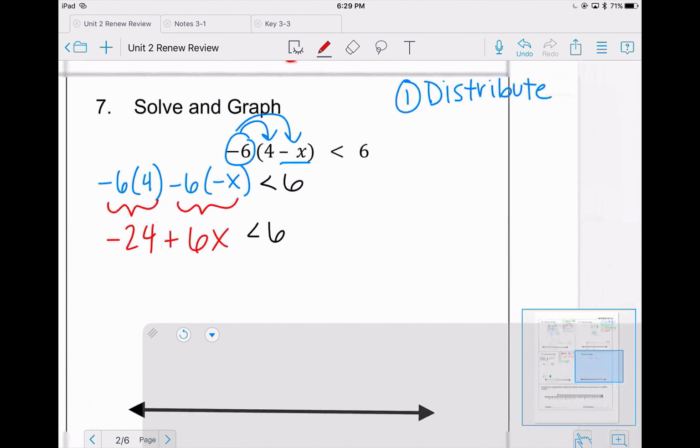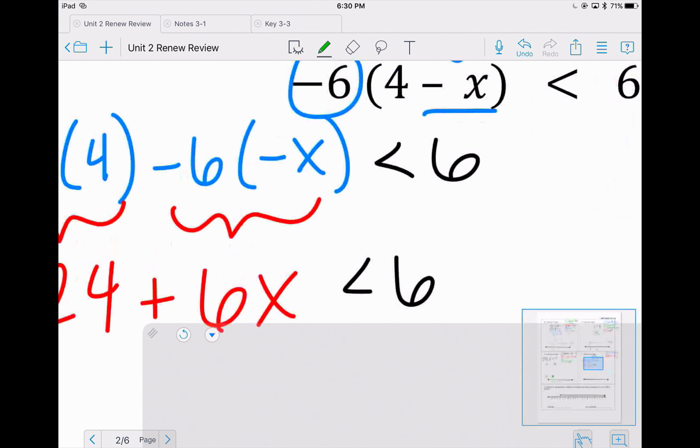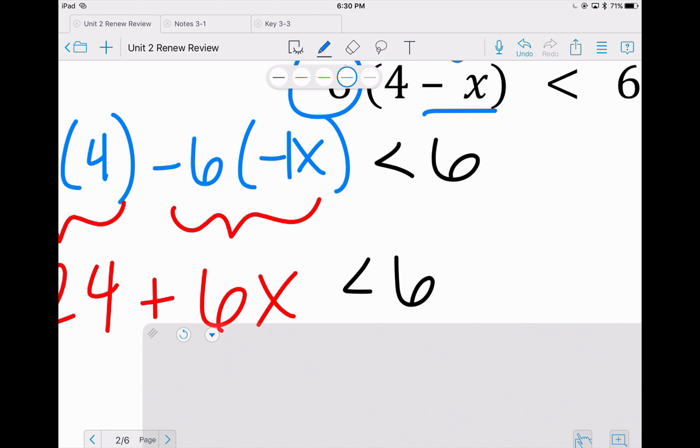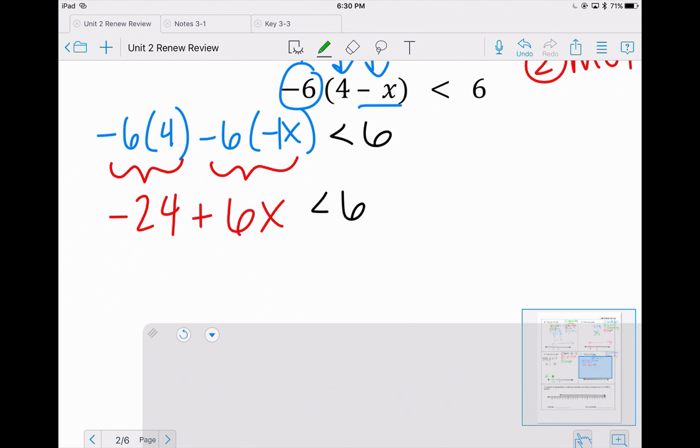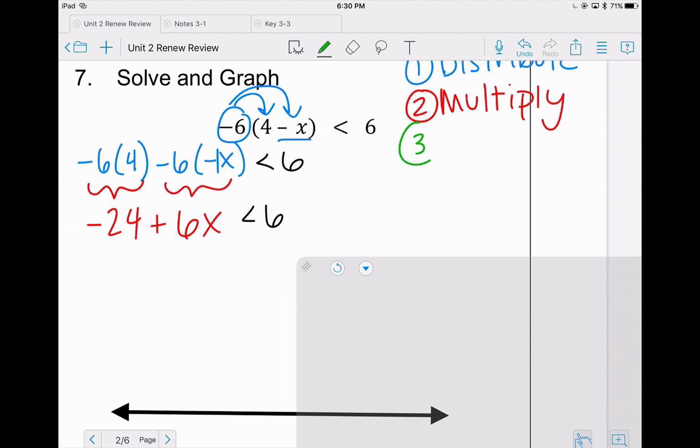So I distribute and then I multiply, which is part of the distributing. So if you don't want to write that step, just make sure you remember that you multiply. Also, please, please remember that a negative times a negative is a positive. Remember that this is the invisible ninja, -1. So to check yourself on the calculator, type in -6 times -1, and it will tell you it is a +6.